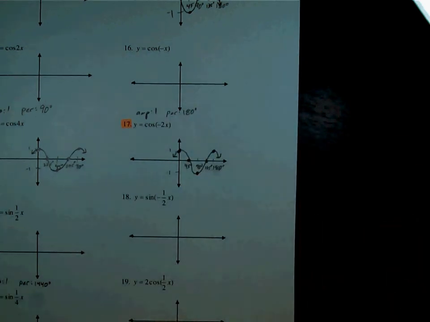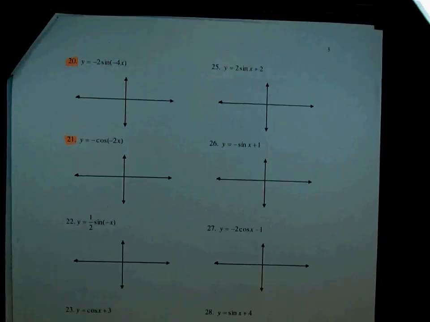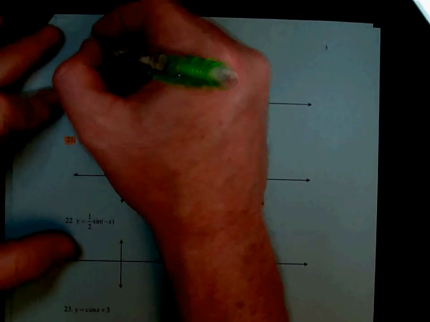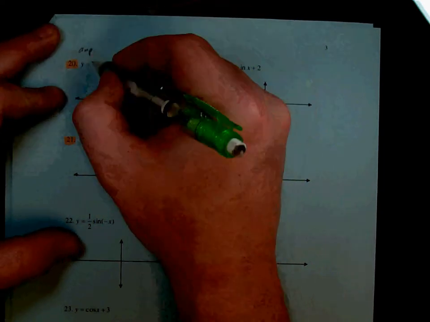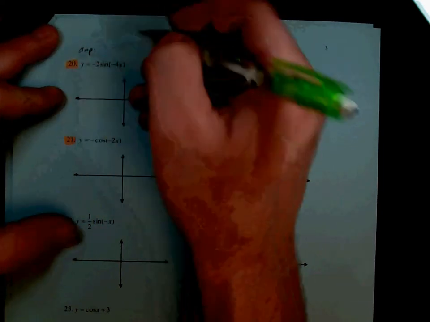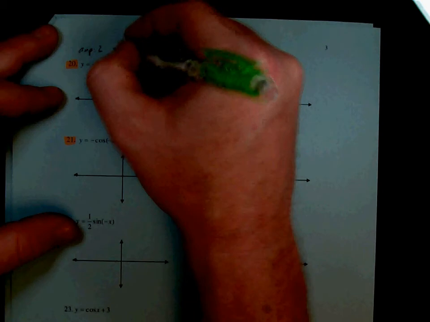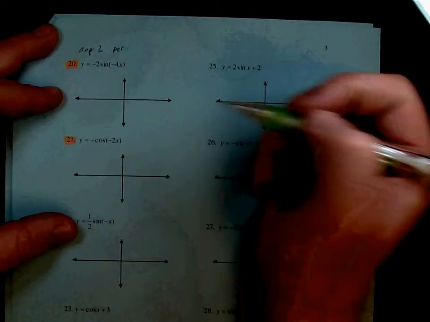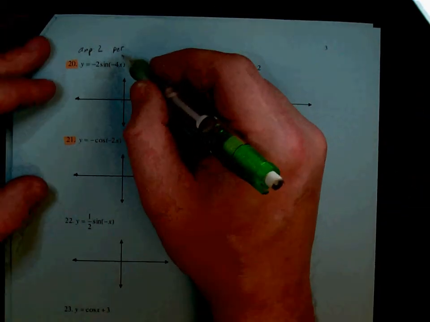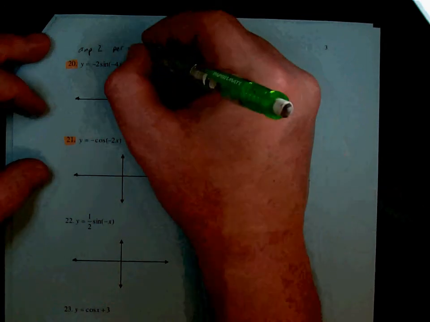Okay, and then last couple, the next page. I want to go through number 20 and 21. Amplitude. I don't care that it's negative at the moment. It is a 2. Period. I have to take 360 divided by 4. I don't care that it's negative for a moment. 360 divided by 4 is 90.